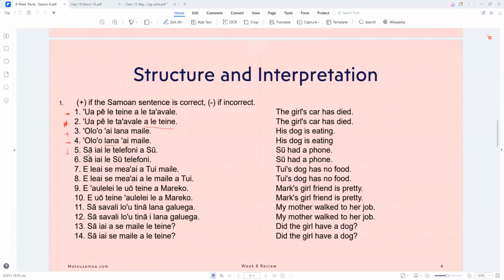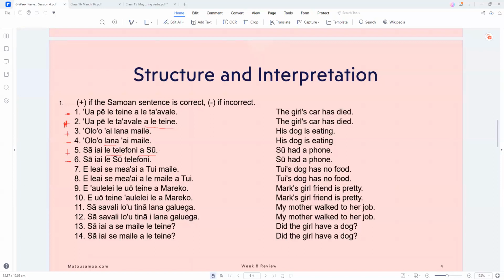So had to possess is iai, and then past tense possess. So had, and then we have the phone by Sue. So Sue had the phone. So past tense possess the phone by Sue. As opposed to down here, this is just incorrect. I don't want to say that. So sa iai le su telephone is incorrect.